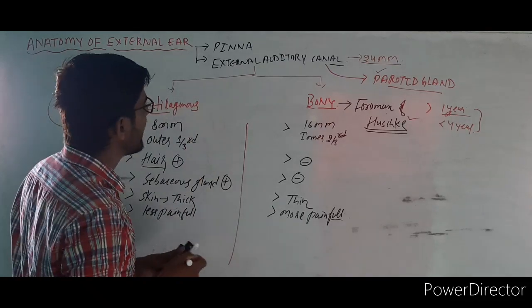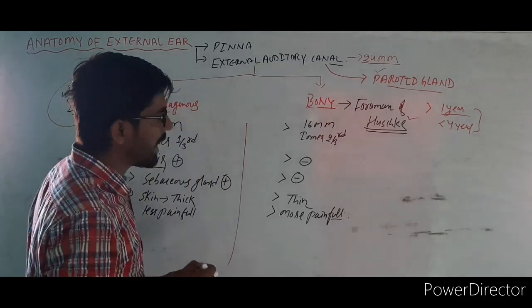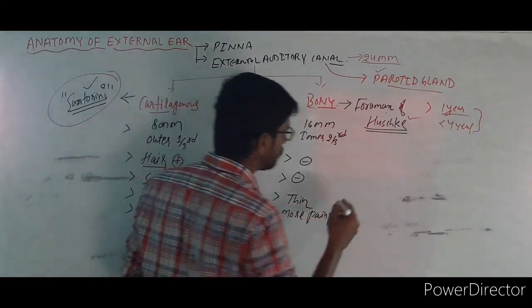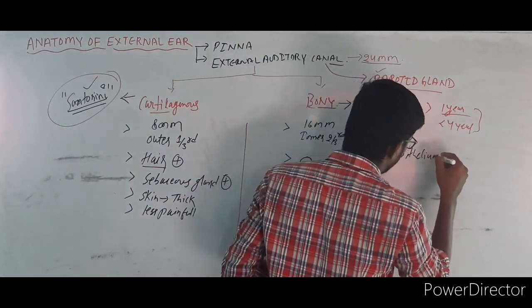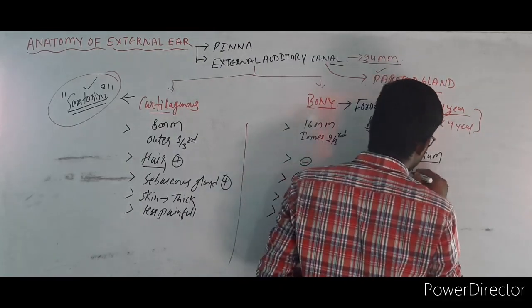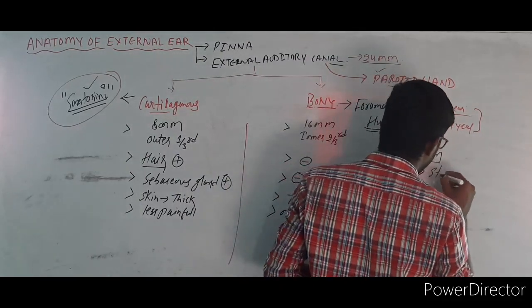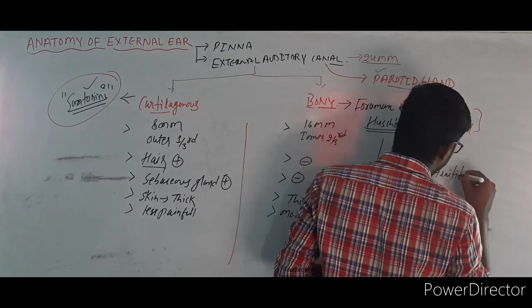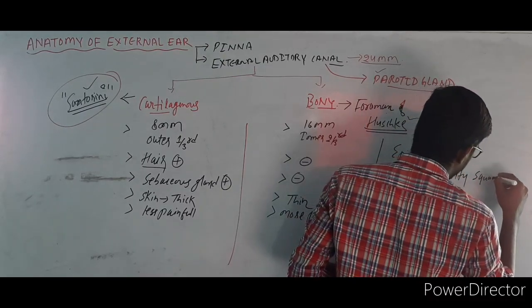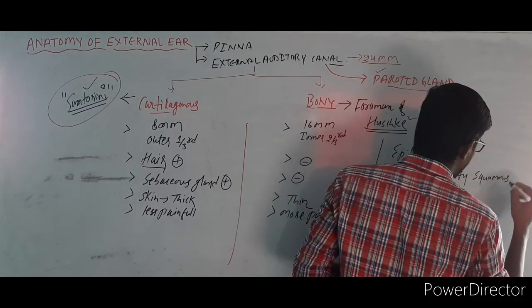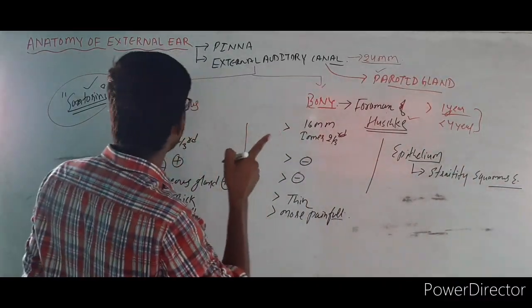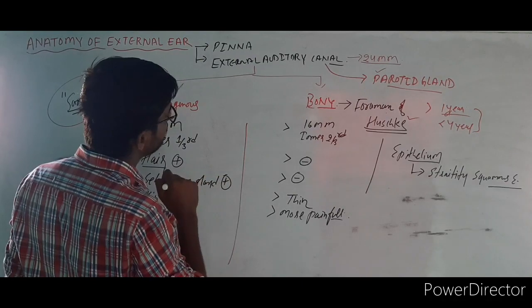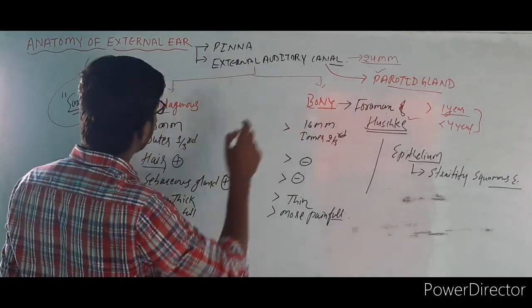Now one thing is the external auditory canal epithelium. Can you tell me the epithelium? That is the stratified squamous epithelium. This is the epithelium. Length, these are all the differences, and this infection.